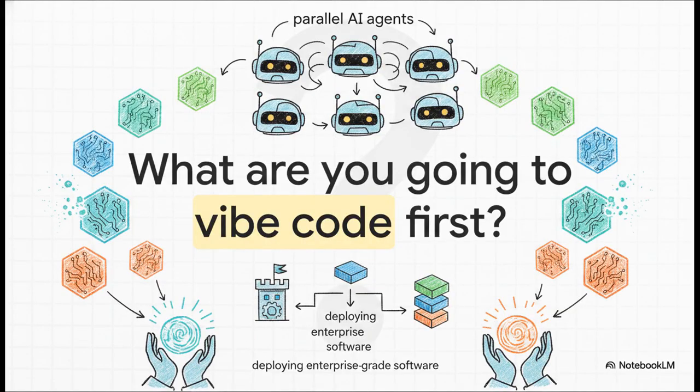Which brings us to our final thought for today. Now that the technical barriers are entirely gone, and you literally have a team of parallel AI agents waiting for your instructions, what are you going to vibe code first? Really think about it. We have gone from predicting a tiny microscopic text token all the way to deploying enterprise-grade software with a team of AI contractors in mere minutes. The power is completely in your hands now.